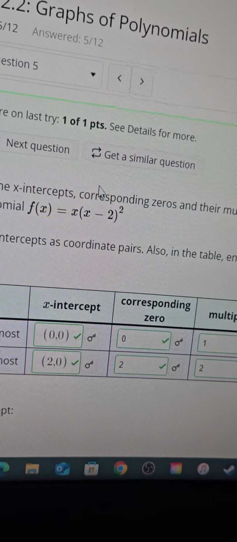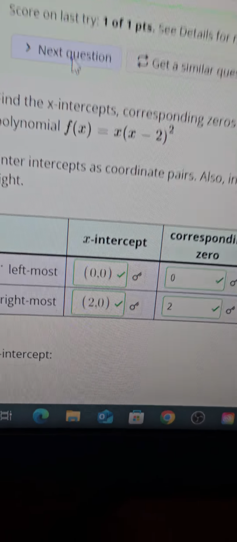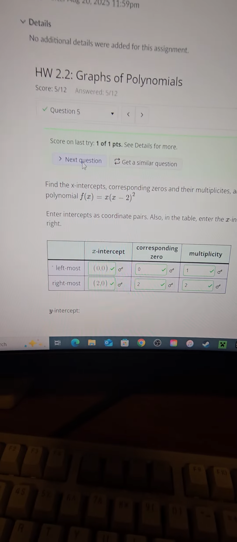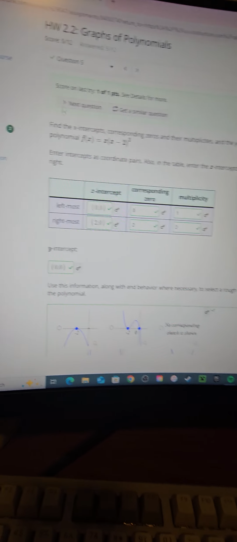Submit. Boom. Okay, I really need to ask a tutor how to figure out the end behavior, because I don't really understand how to figure it out. I just kind of guess every time.